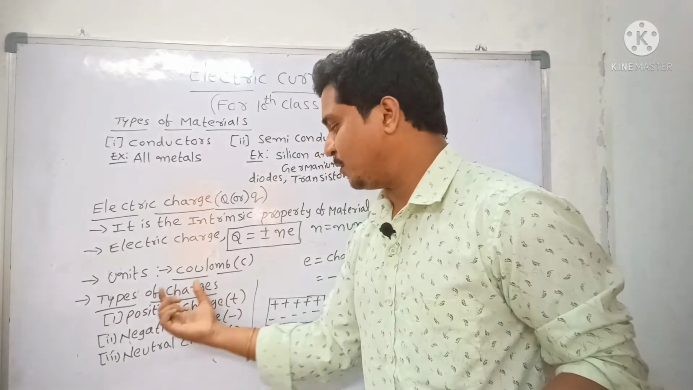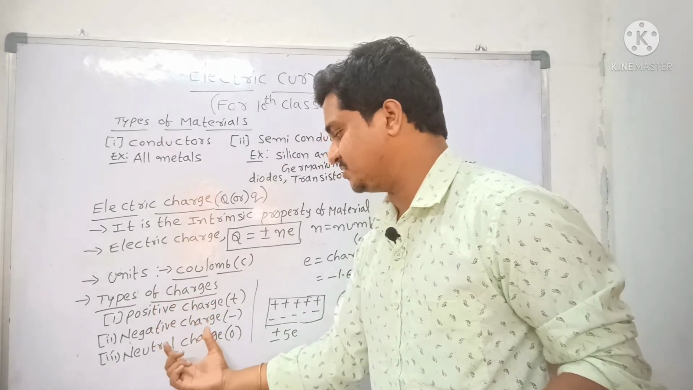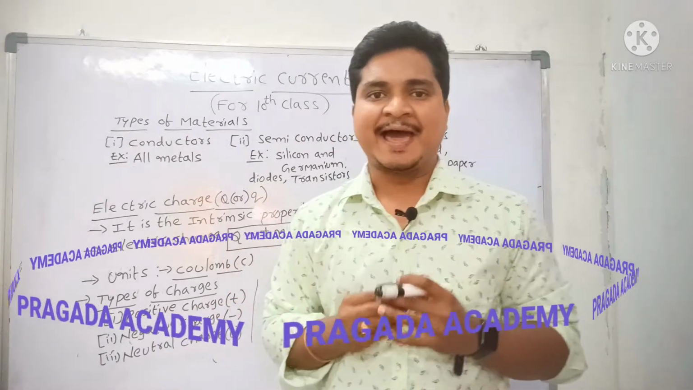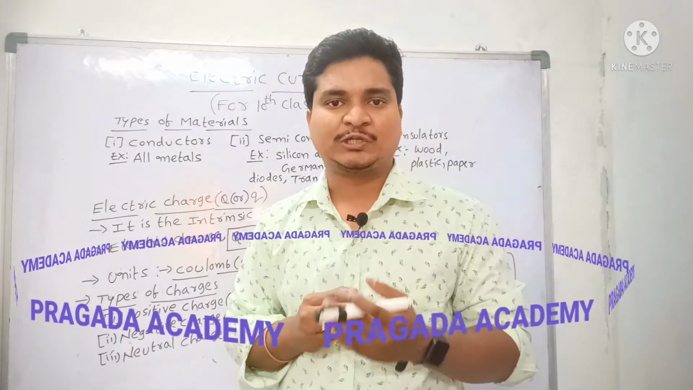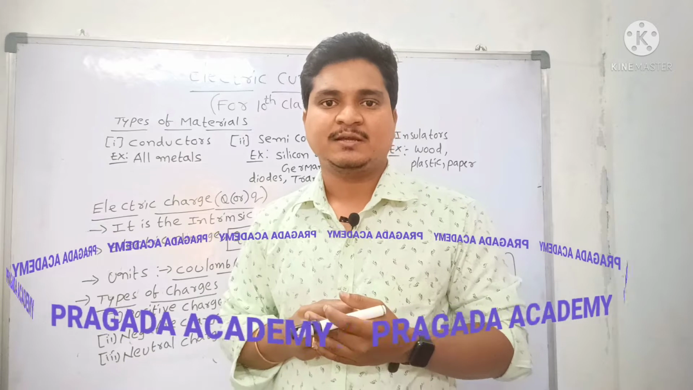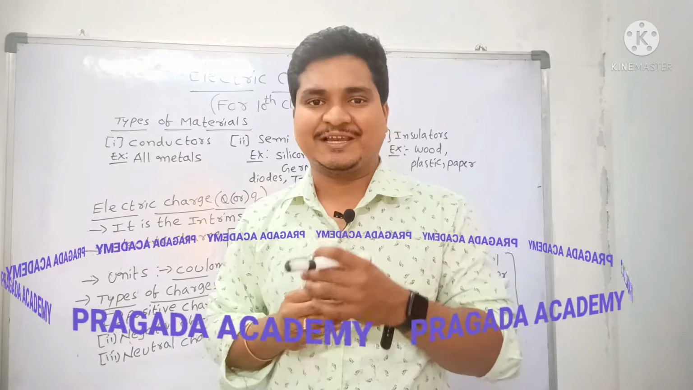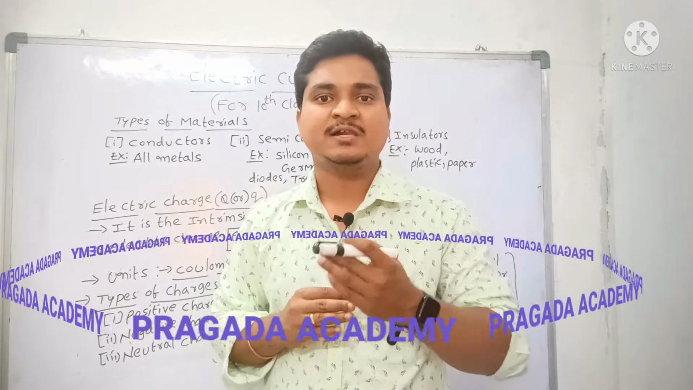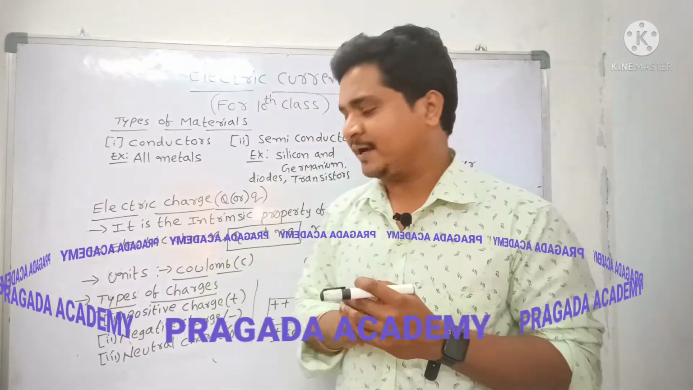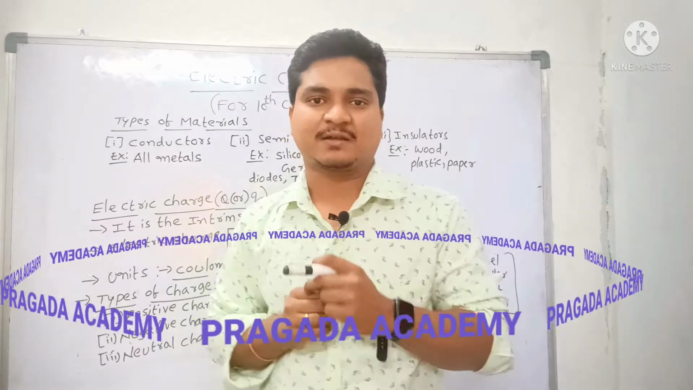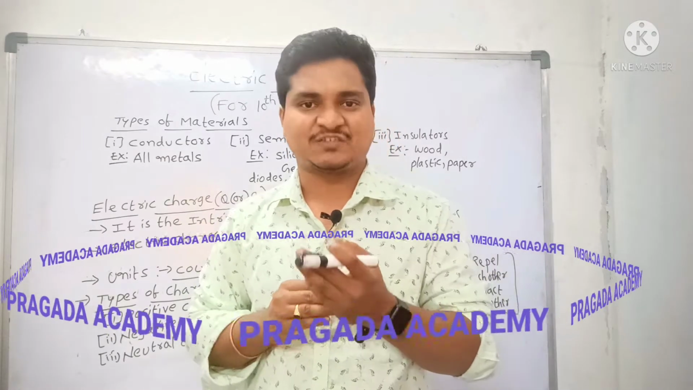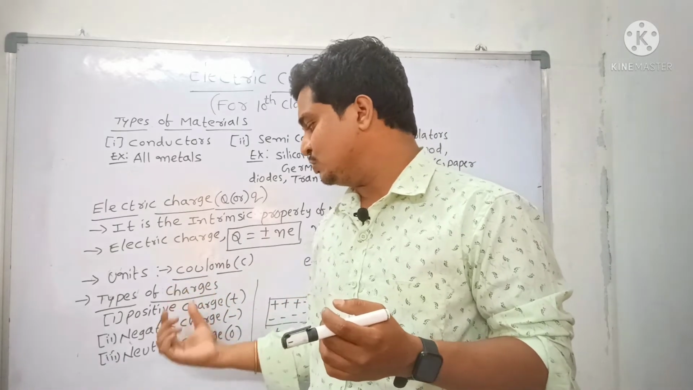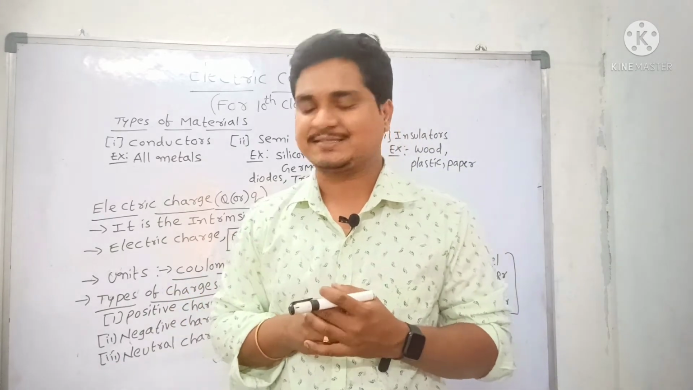Types of charges: positive charge, negative charge, neutral charge. Positive means plus, negative means minus. In atoms we have subatomic particles: protons, electrons and neutrons. The particles present in the nucleus are called nucleons, that is, neutrons and protons are the nucleons. The particles present around the nucleus are called electrons. Electrons have less weight compared to protons and neutrons, which have more mass.